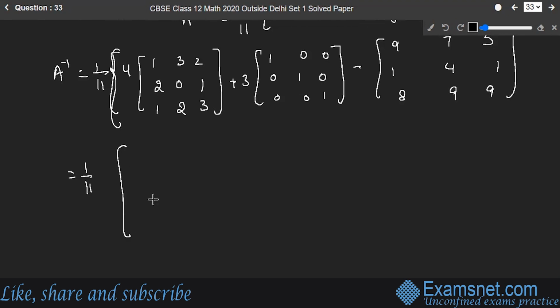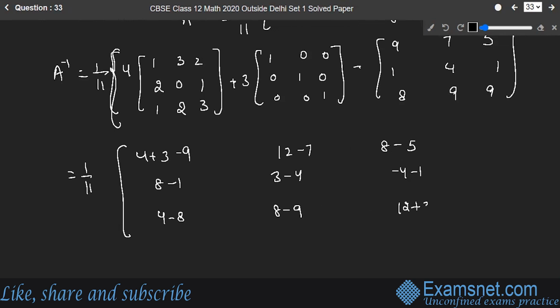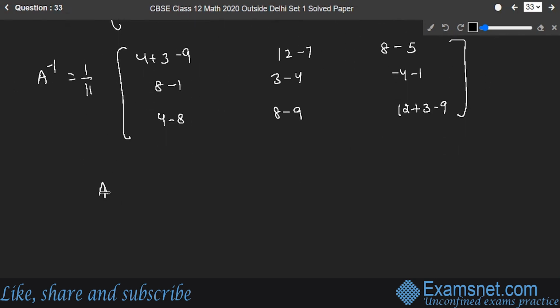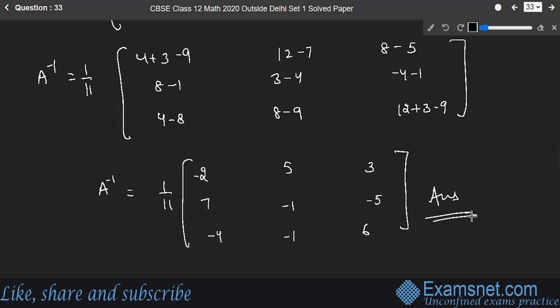This will be 1 by 11 of the matrix 4 plus 3 minus 9, 12 minus 7, 8 minus 5, 8 minus 1, 3 minus 4, minus 4 minus 1, 4 minus 8, 8 minus 9, 12 plus 3 minus 9. So here you have A inverse, which is equal to 1 by 11 of 2, minus 2, 5, and 3, 7, minus 1, minus 5, minus 4, minus 1, and 6. This is the answer to the question, and this is the A inverse. Hope you understood that, right?